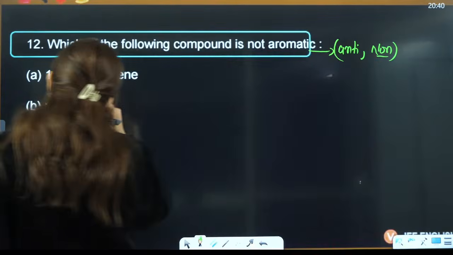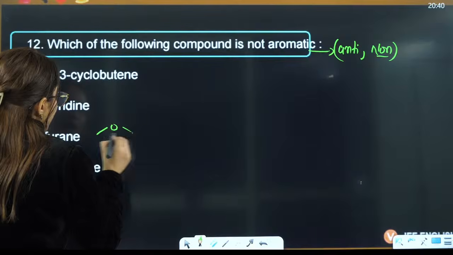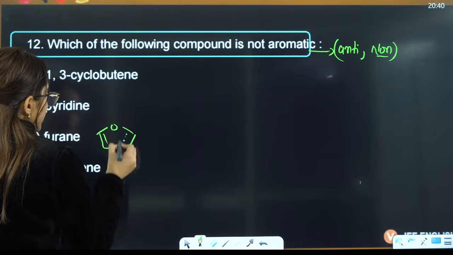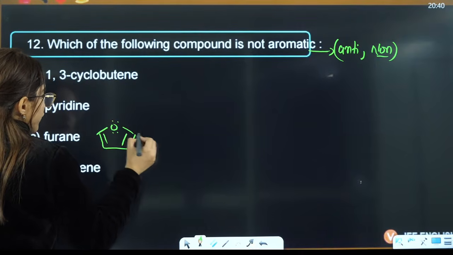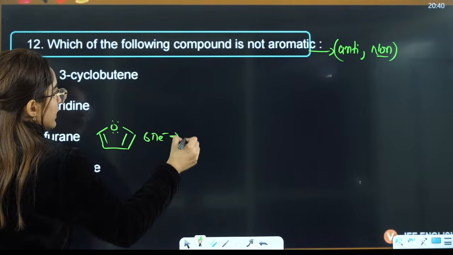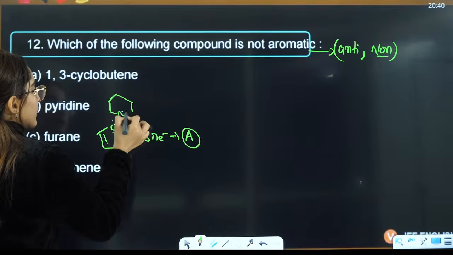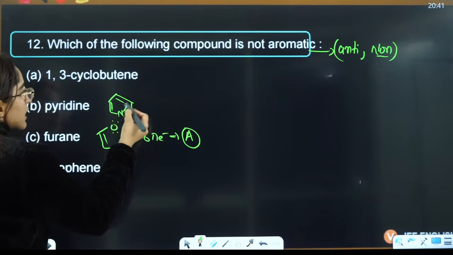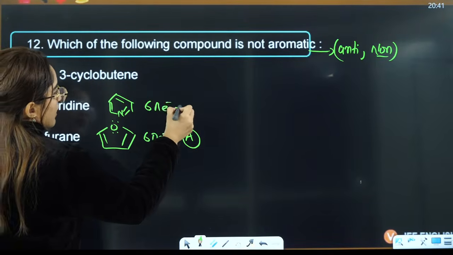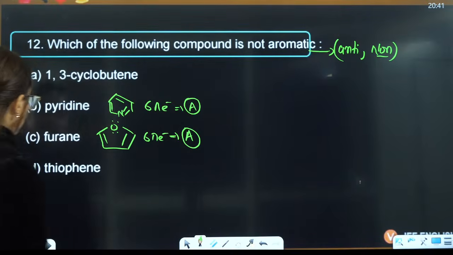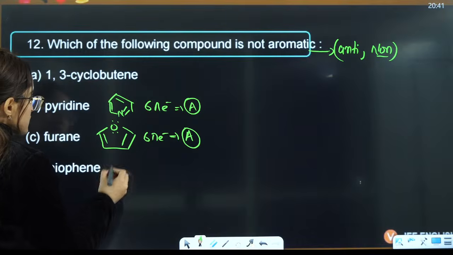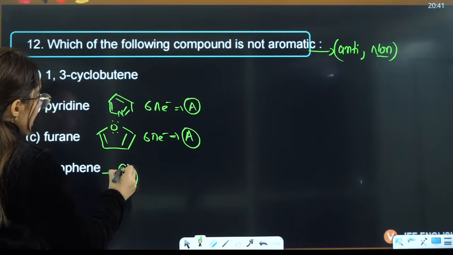So firstly, I'll have to see furan. Furan is definitely aromatic in nature, right? 1, 2, 3, 4, 5, 6 pi electrons. It is definitely aromatic. Pyridine is also a very famous aromatic compound, right? It has 6 pi electrons. Again, it is aromatic in nature. Thiophene, just replace this with sulfur. This is also aromatic in nature.